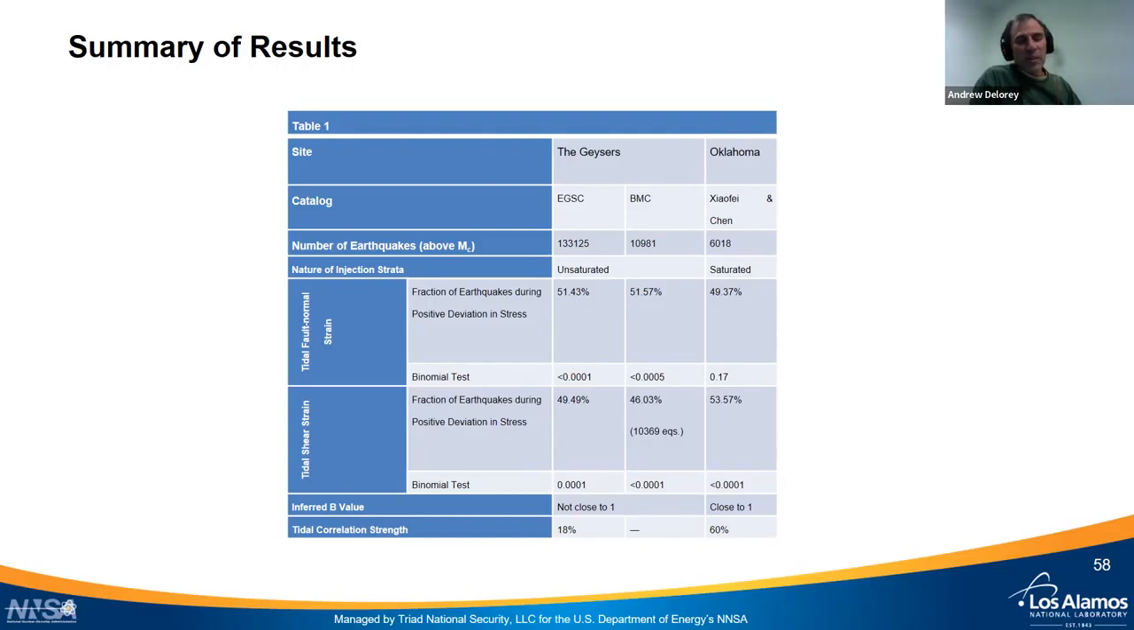And the reason I believe for that is because in Oklahoma, because you have higher pore pressures, you have a poroelastic response, which essentially cancels out the tidal normal stress in terms of its effect on Coulomb stress. And so the shear stress is driving the system, whereas at the Geysers, we have a dry system, and the normal stress is driving that system.